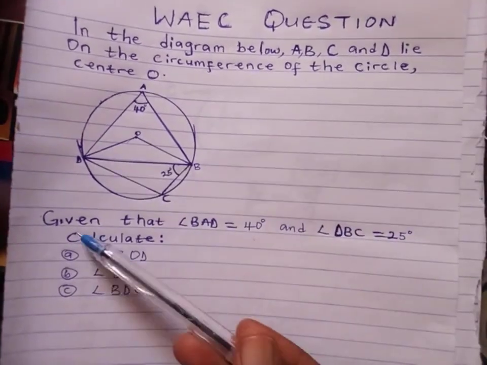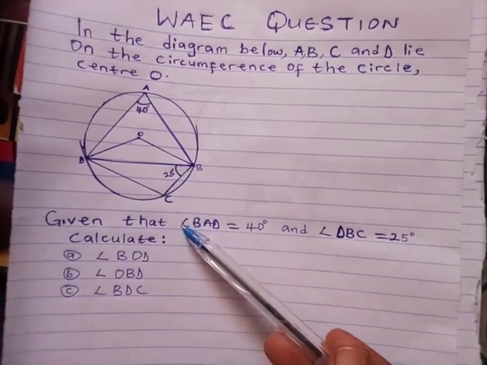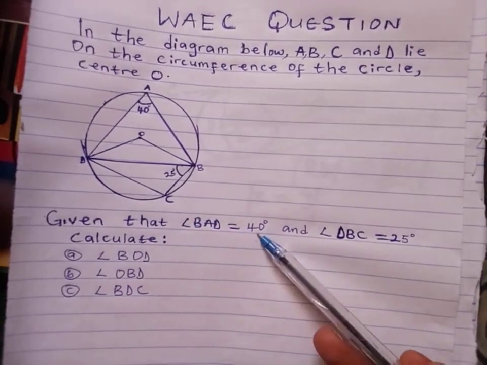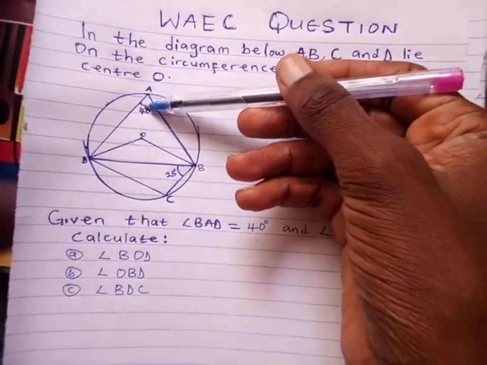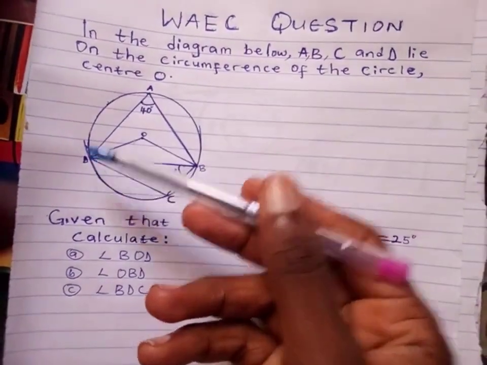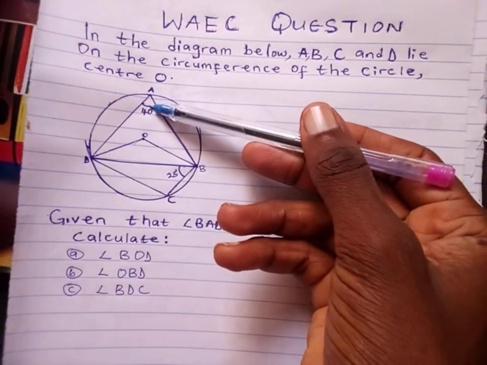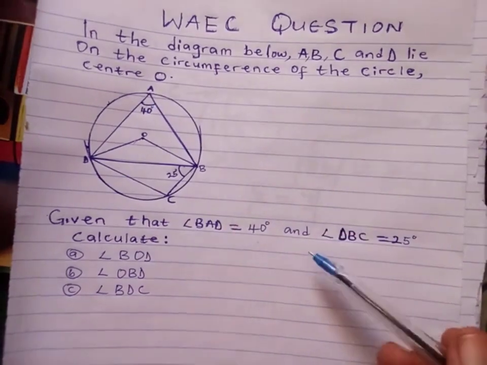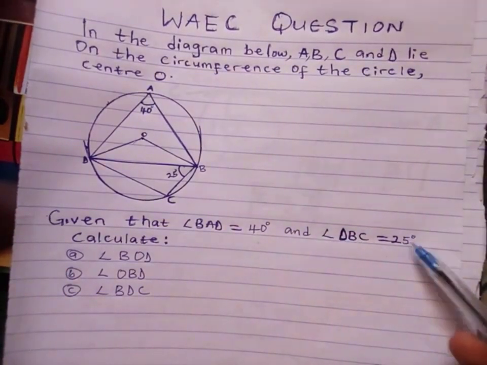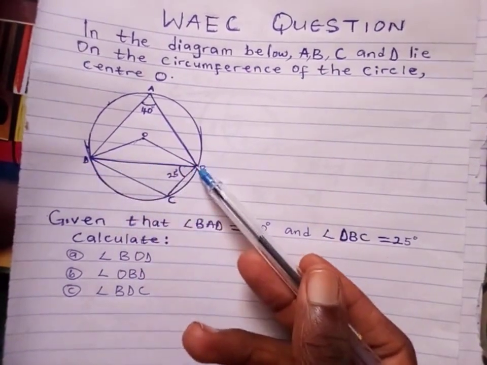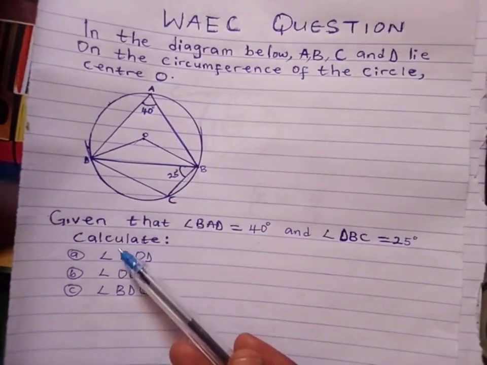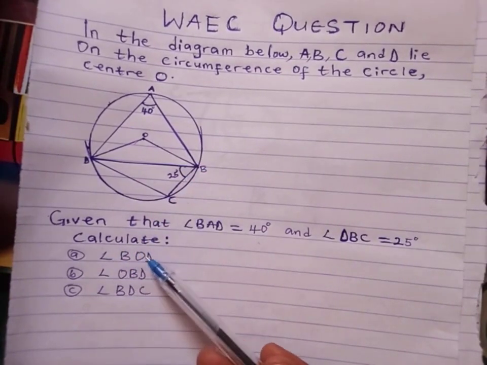This is the center of the circle. Now, given that angle BAD is 40 degrees, this symbol stands for angle. This is the 40 degrees. Angle BAD is 40 degrees. That is what is given. And we are also given that angle DBC is 25 degrees. Look at it, DBC is 25 degrees. So now we are asked to calculate angle BOD.